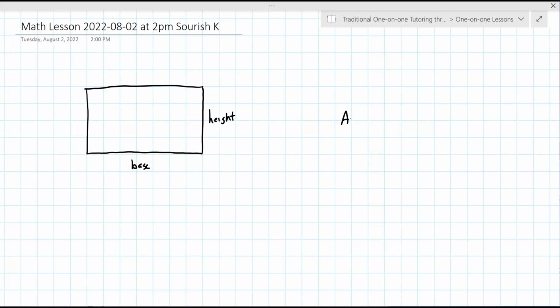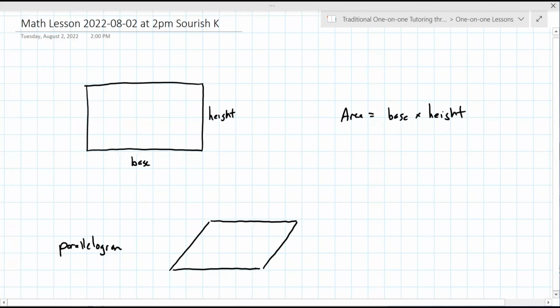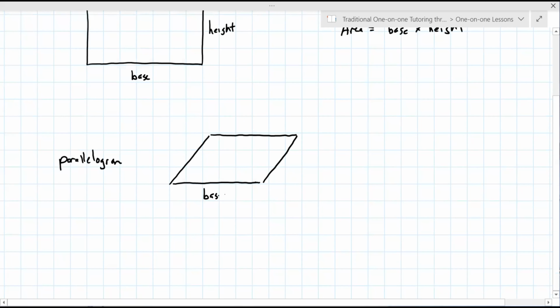Okay, the area is always base times height. But more generally, for a parallelogram, which has 4 sides, 2 sets of parallel sides, the area is still the base times the height. So it doesn't matter whether it's been pushed over or not, which is kind of cool.